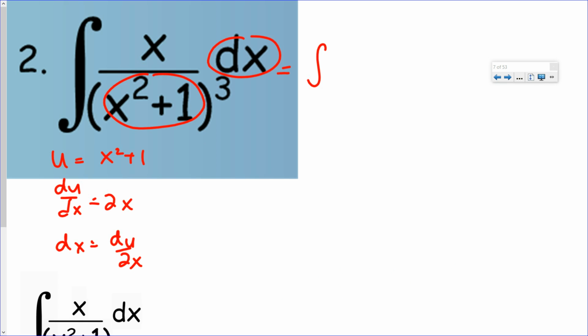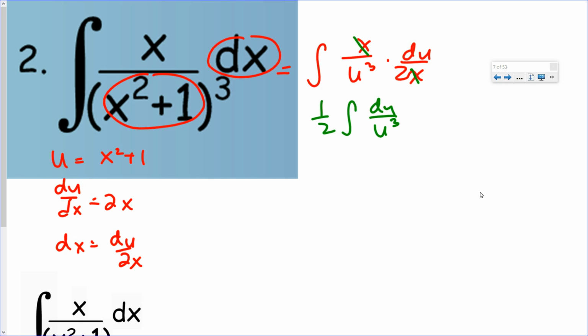So let me go ahead and replace them. Leave everything else the same. I ask myself the question, do my x's cancel out? Yes. Okay, so that means I'm on the right track. Do you guys see I can take out a scalar? What scalar would it be here? Be careful, it's not 2, but it's 1/2. So this is 1/2 integral of du over u cubed.